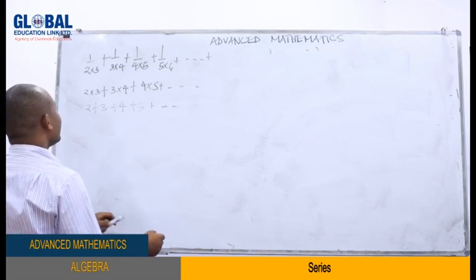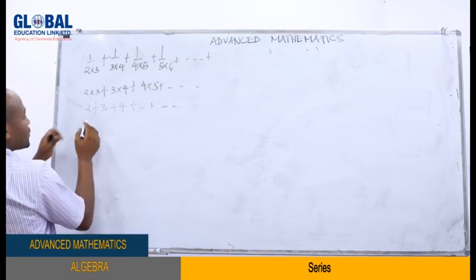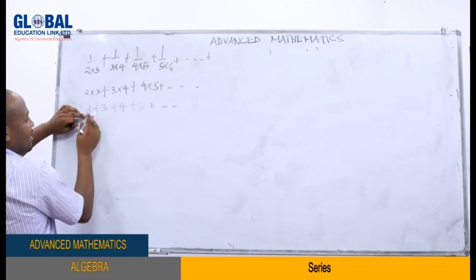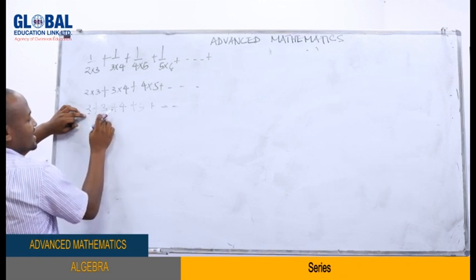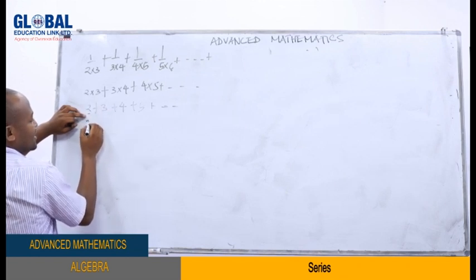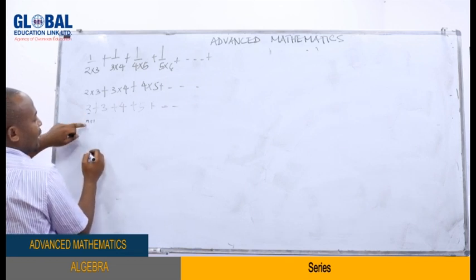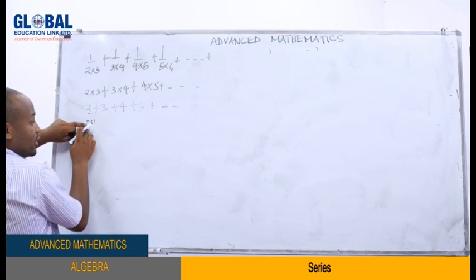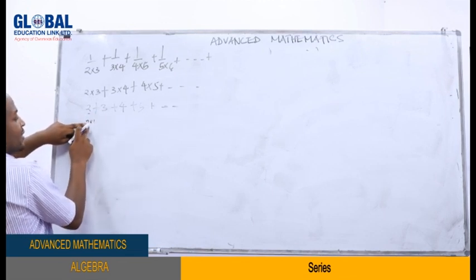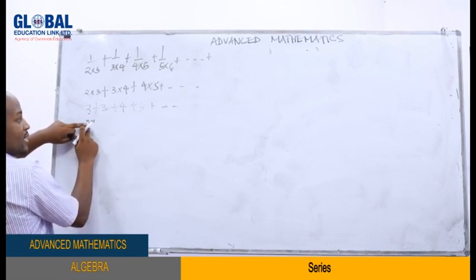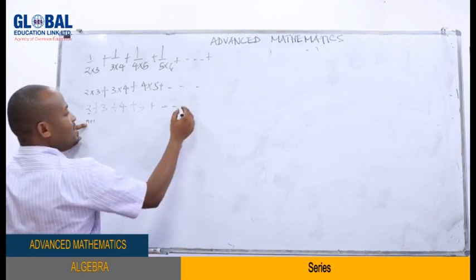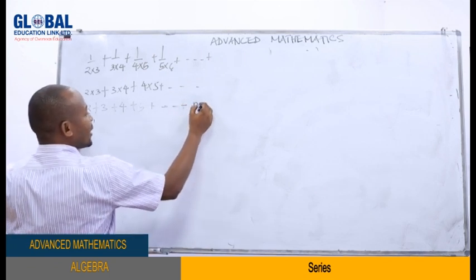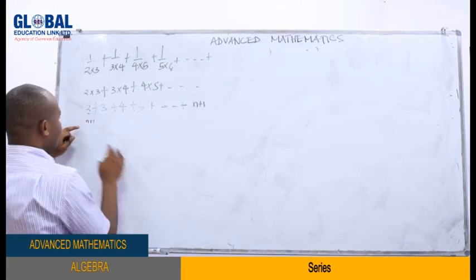Now, how will the nth term be? This is the first term, but we have a 2, and this is the second term, but we have a 3. That means we can say it's n plus 1. If this is 1, then plus 1 will be 2. If this is 2, then plus 1 it will be 3. If this is 3, then plus 1 it will be 4. That means the nth term there will be n plus 1.